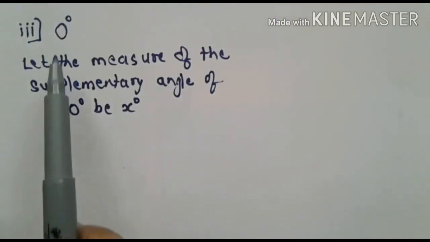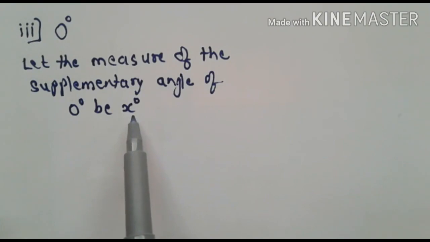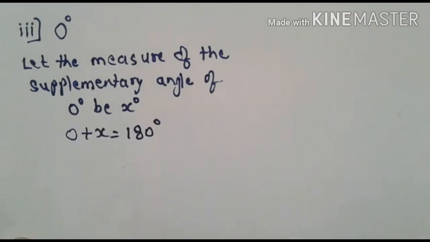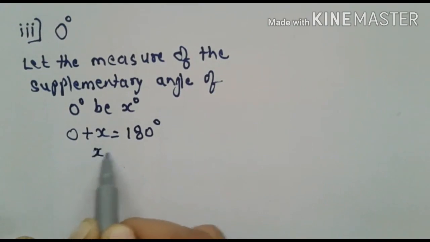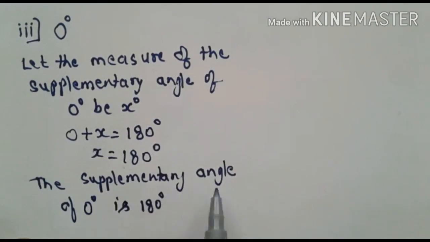Now here, 0 degree. Let the measure of the supplementary angle of 0 degree be x degree. One is 0 degree, another we don't know. So here we have taken x degree. Instead of x degree, you can take y degree also. Then according to the definition, if the sum of the measures of two angles is 180 degree, they are known as supplementary angles. So 0 plus x is equal to 180 degree. Right? Now here already 0 is there. So here we can say that the value of x is 180 degree. Therefore, the supplementary angle of 0 degree is 180 degree.